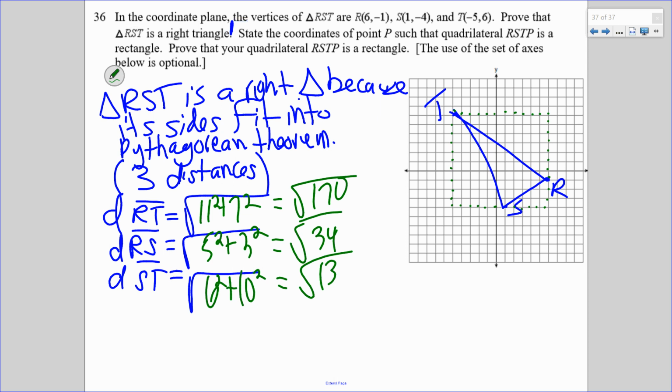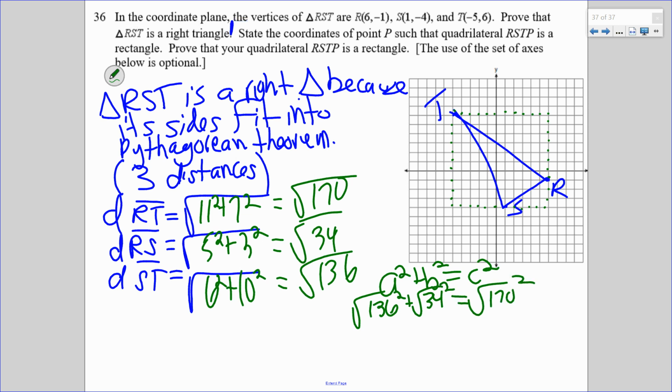Radical 34, radical 136. So now to show that the sides fit the Pythagorean theorem, I have to see a squared plus b squared equals c squared. I have to see radical 136 squared plus radical 34 squared equals radical 170 squared. The square and radicals cancel. We get 136 plus 34 equals 170. 170 equals 170. Checks out.